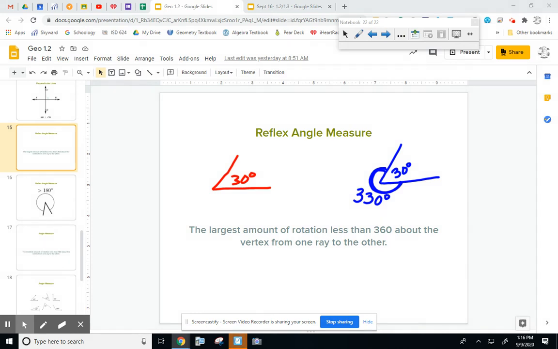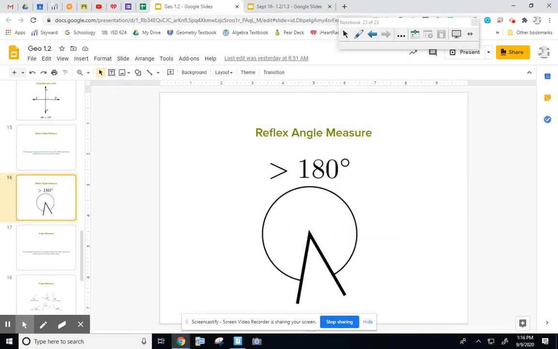Okay, we don't really talk about reflex angle very often, but it is something that could pop up every once in a while. So again, let's say this is 50 degrees in here. Our reflex angle would be 360 minus 50 degrees, so this would be a 110 degree angle.